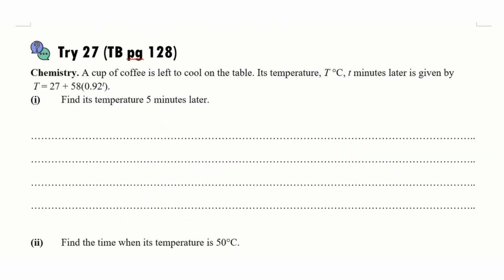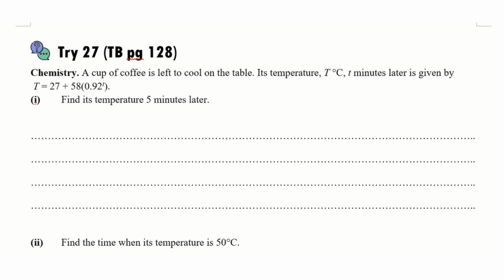We'll now move on to try 27, where we're going to look at a similar question, just that it's no longer about pH. In this question, we are given that a cup of coffee is left to cool on the table, so the temperature will drop. It's temperature T degrees Celsius, t minutes later.